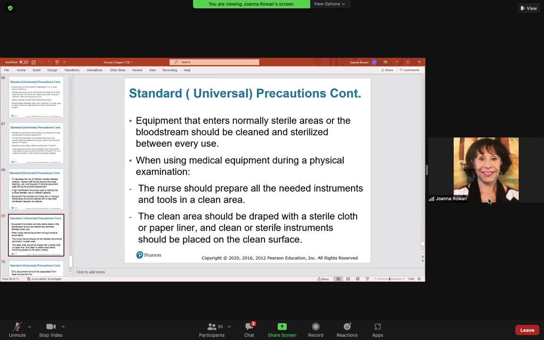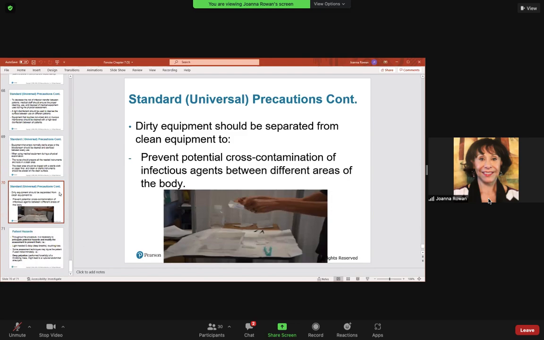Normally, when you do a physical assessment, you don't have to be sterile in any way. The only thing you have to do is wear gloves now because of COVID, but not because you are doing the physical assessment. Unless, of course, you are doing an anal exam or a vaginal exam, then you are required to wear gloves, but not normally during just a physical examination. You are not required to use sterile gloves, but because of COVID, now you do need to do it. Dirty equipment should be separated from clean equipment to prevent potential cross-contamination of infections.